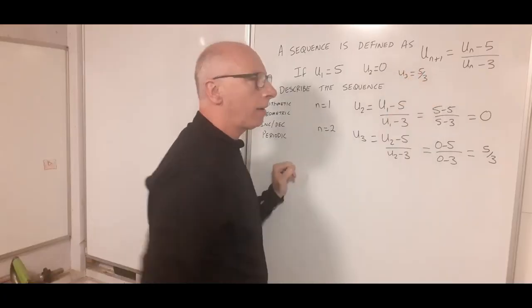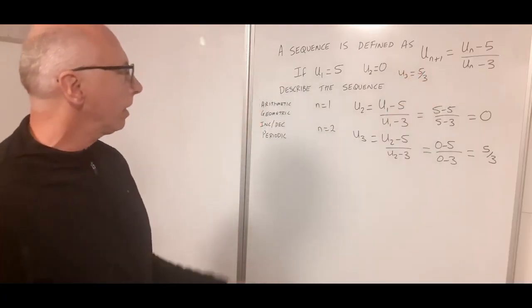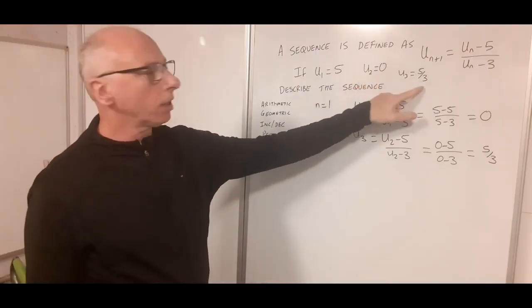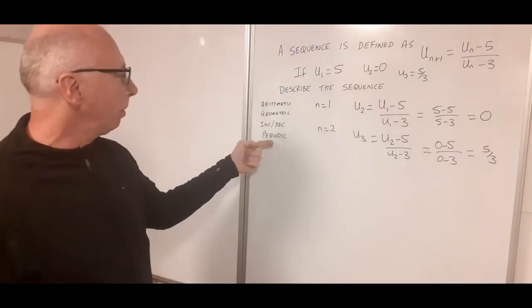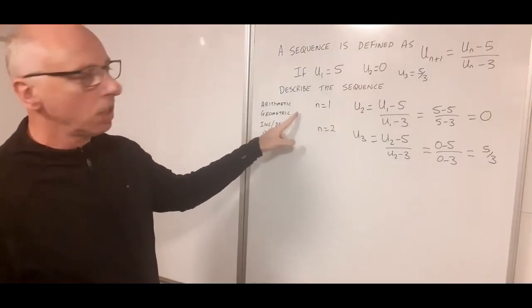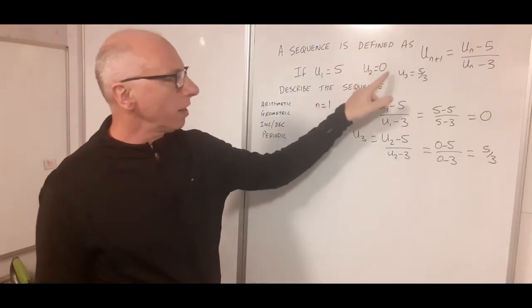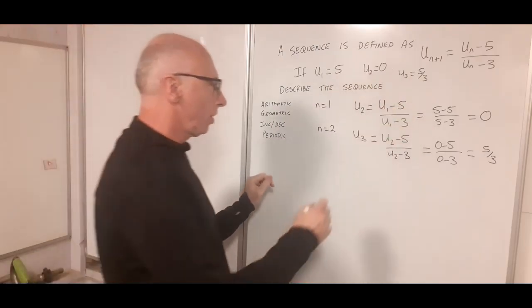So it's not going to be arithmetic, and it's certainly not going to be increasing or decreasing because it changes. So our possibilities are really periodic. Geometric doesn't look really likely either from this. So let's just check for another one.